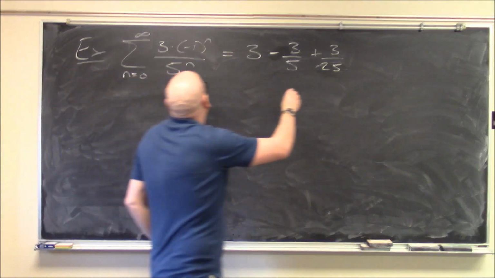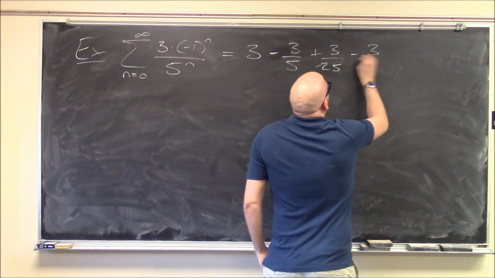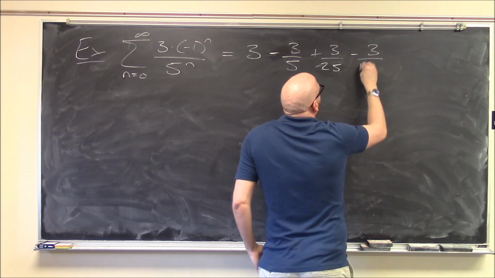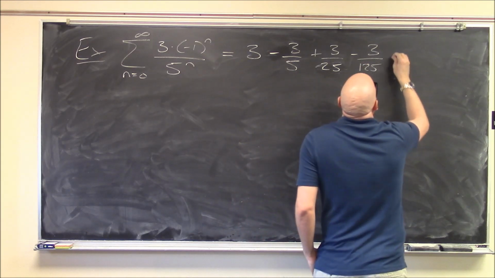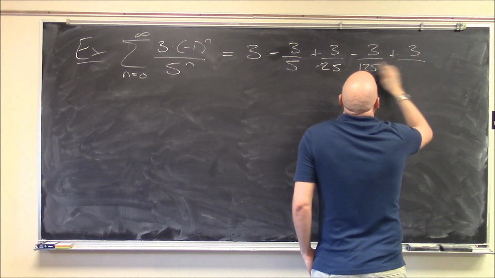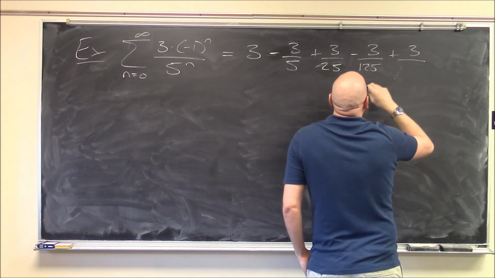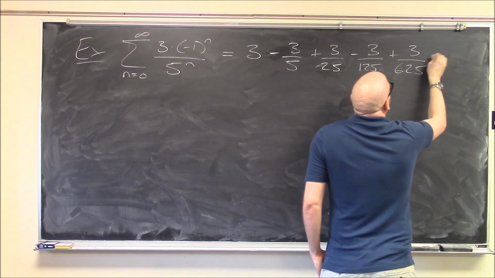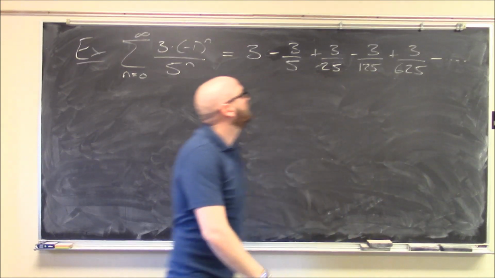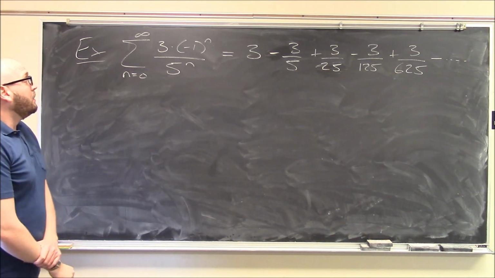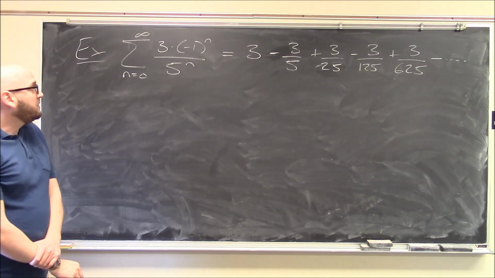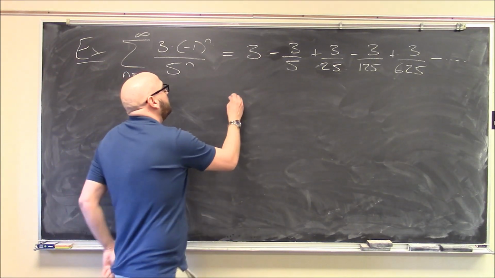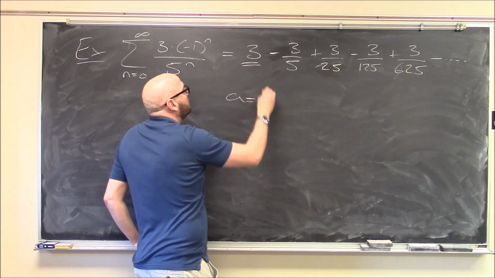So my next term is going to be minus 3 over 5 cubed, 125, plus 3 over 5 to the 4th. 5 to the 4th is what, 625? And minus, and so on. My claim is that this is a geometric series. It's a geometric series with a, the first term, equal to 3.